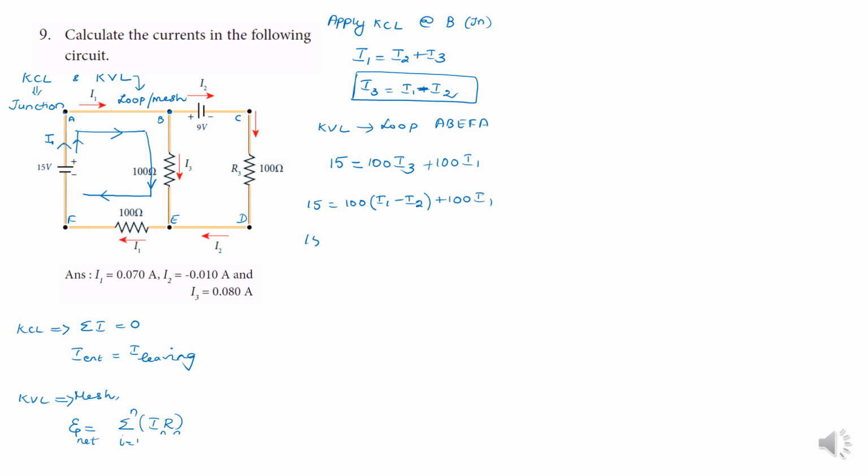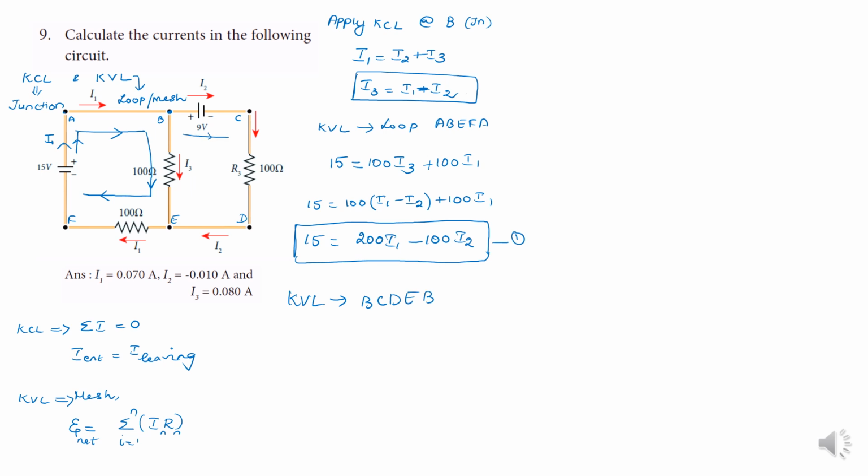Okay, so 15 is equal to 200 I1 minus 100 I2. This is equation 1 obtained for loop ABFA. Next, apply Kirchhoff's voltage law to the loop B, C, D, E, B. Here also you draw the direction. I go this way, come down, go left, and go up.